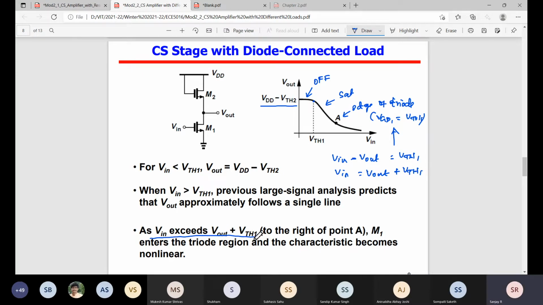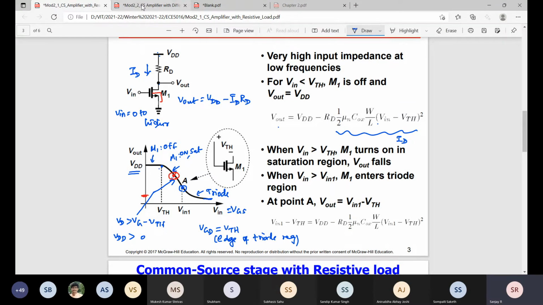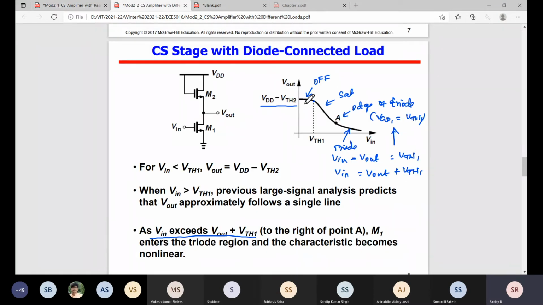When V in exceeds this value, the gate to drain voltage will become greater than the threshold voltage, and it will go into triode here. Same behavior as the common source amplifier. The only difference is that for the common source amplifier, when it is off, we get VDD, but here we get VDD minus VTH.